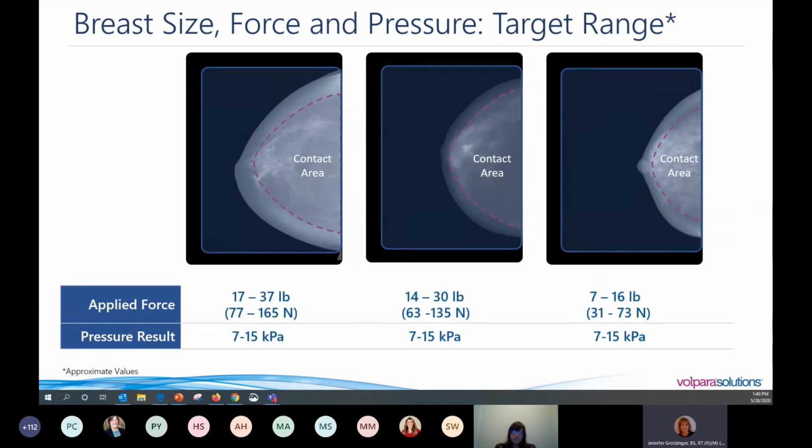On the smaller breasted patient, you're going to want to aim for 7 to 16 pounds of applied force, or 31 to 73 newtons of applied force. And again, you will then achieve in-target pressure for smaller breasted patients. So here's a range of force that you can use to achieve the in-target pressure that you want to aim for.